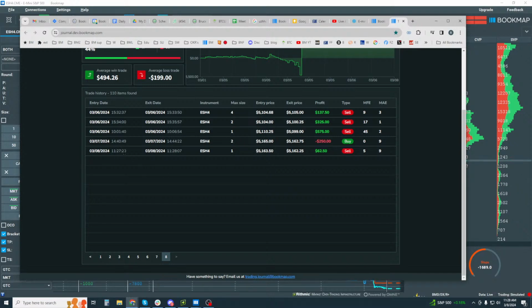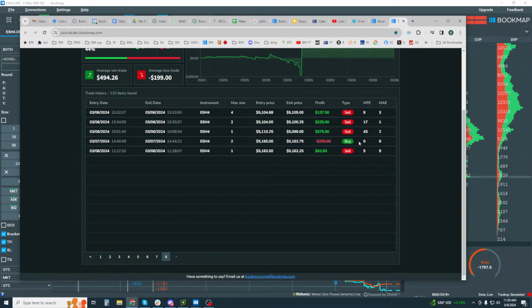11:28 here, 11:27, 20 seconds, ES H4, 1 position, my entry, my exit, my profit and loss. The type here was a sell, my maximum favorable excursions, and then maximum adverse excursions. This is not a very good ratio to have here. Okay, my profit is, well, 5, and it went against me 9. Okay, not good. Look at some of these up here: 45 to 2, 17 to 1, 9 to 3. Here's a bad one: 0.